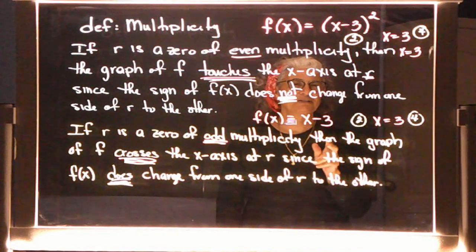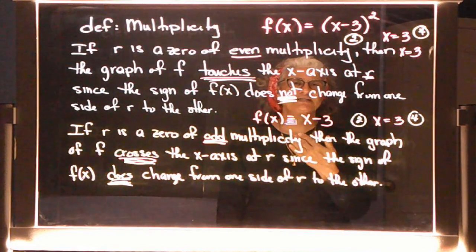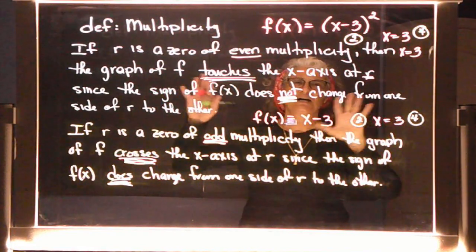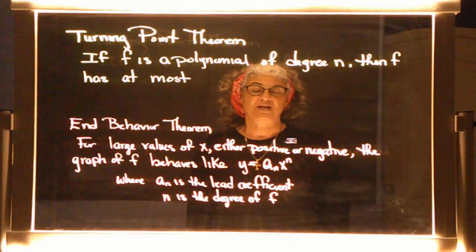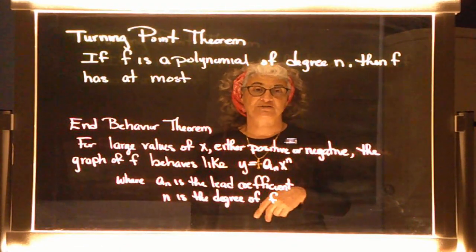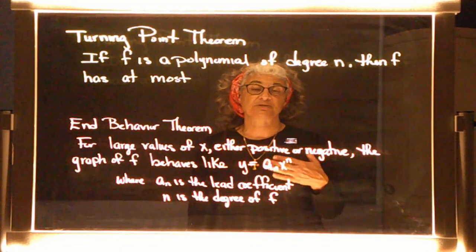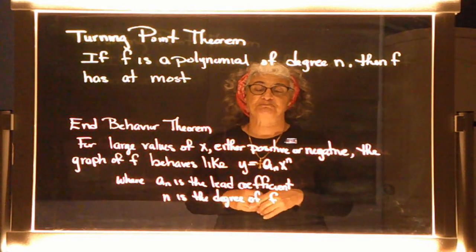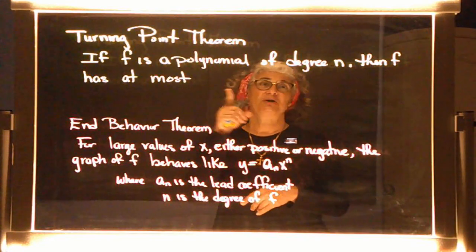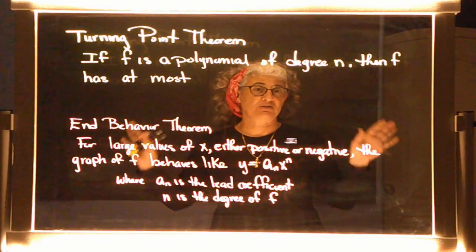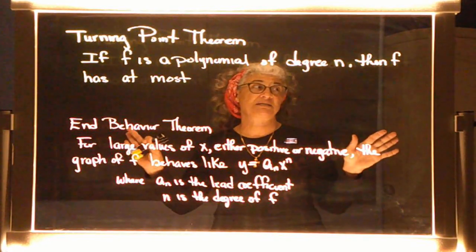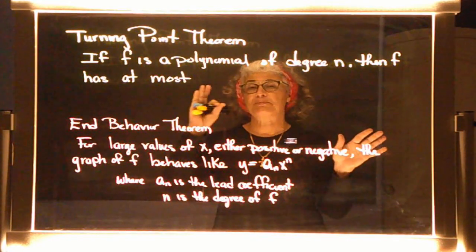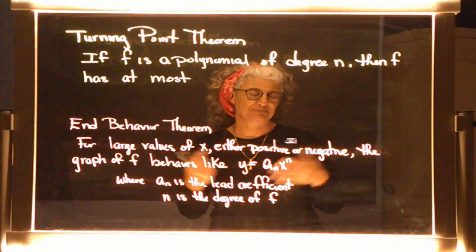I got a couple of theorems that we're going to work with, and then we'll get into some examples that'll tie a lot of these definitions and things together. Okay, so let's look at 2 last theorems before we get into some examples. The turning point theorem. F is a polynomial of degree n. That's all the if says. Well, that's easy enough. Then f has at most, and yes, I purposely left it blank.